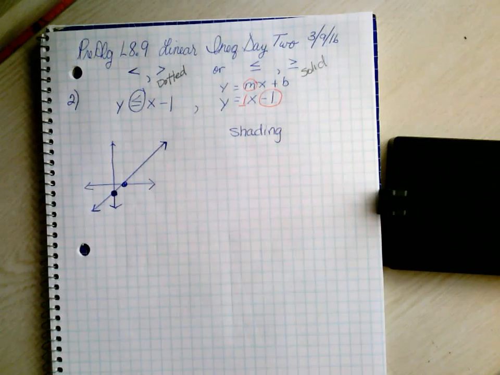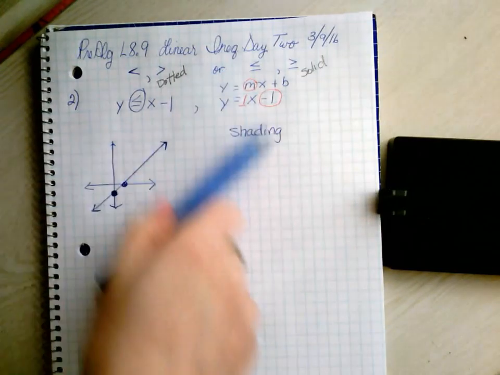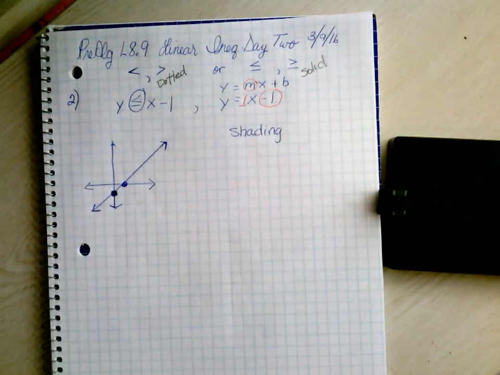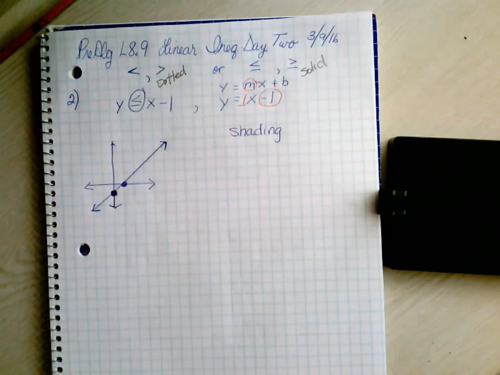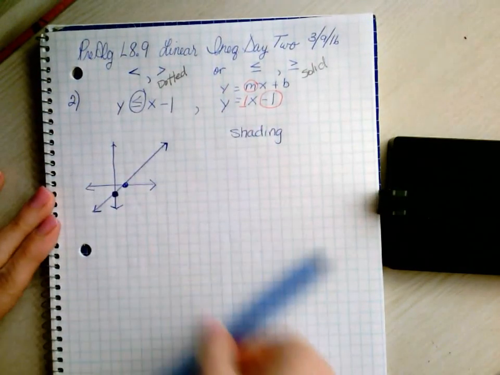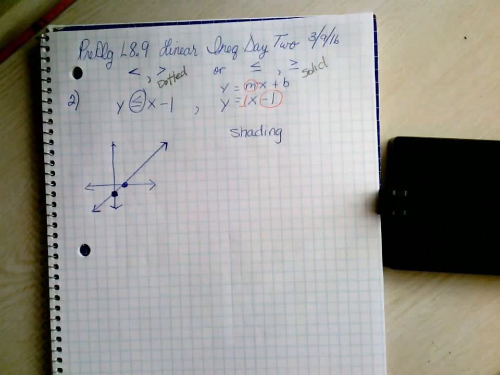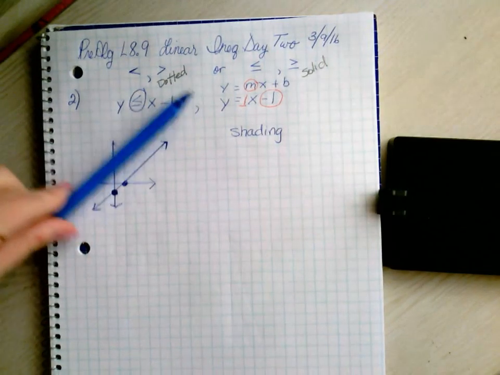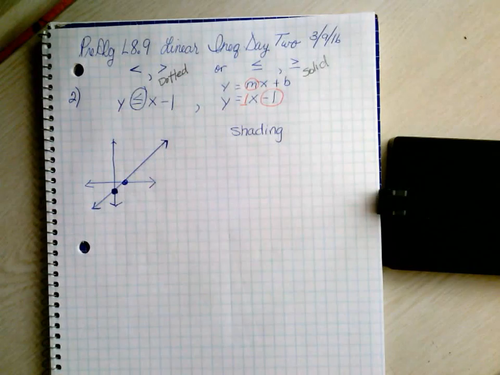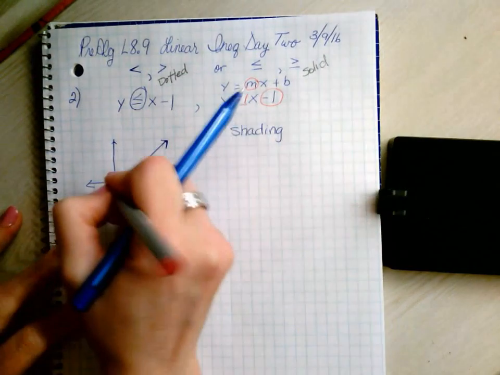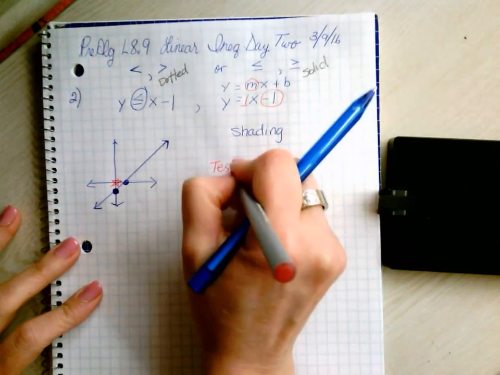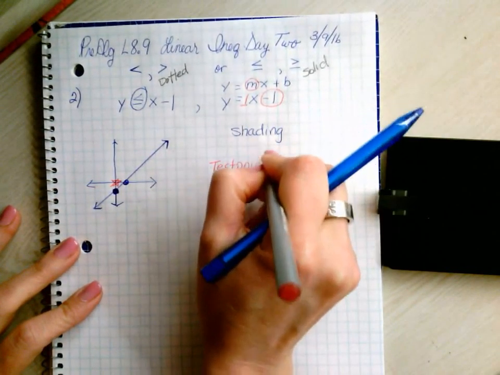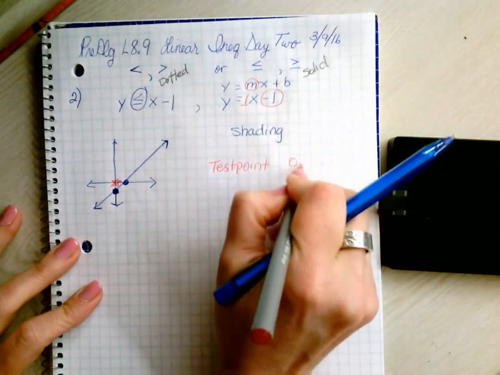Infinite number of possibilities, which is why shading is required, because whether you shade this side or that side, you are saying anything that goes this way, infinite, would be true, or this way, infinite, would be true. The question is, which side do we shade? And here's how I test. I use a test point, and this happens to be 0, 0.